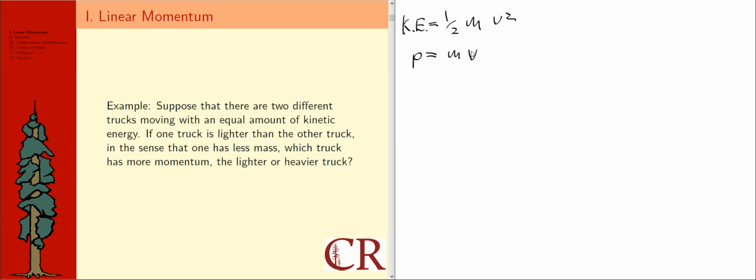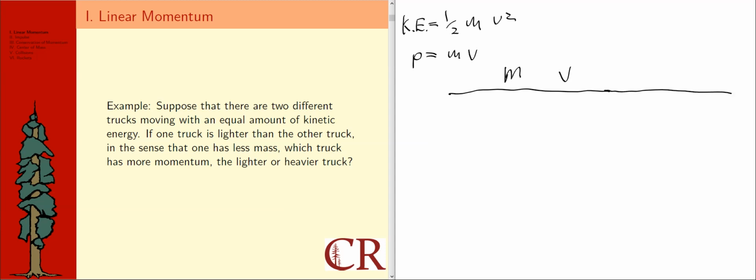That means the lighter truck must have less momentum and the heavier truck therefore must have more momentum. Now, if you didn't follow all that, here's a simple trick I want to share with everybody for doing this. I'm going to make a little table here. I'm going to put mass here. I'm going to put velocity here.